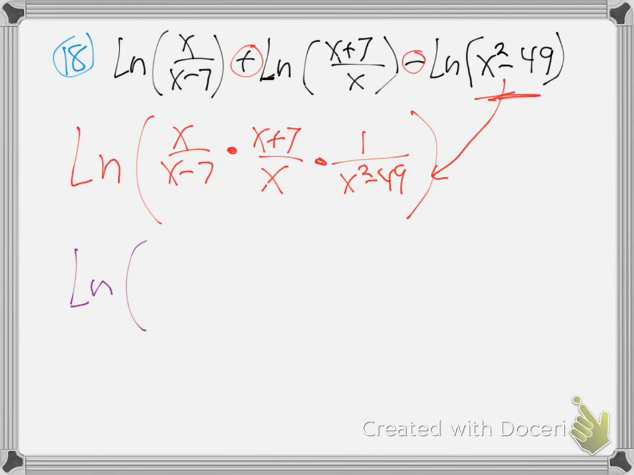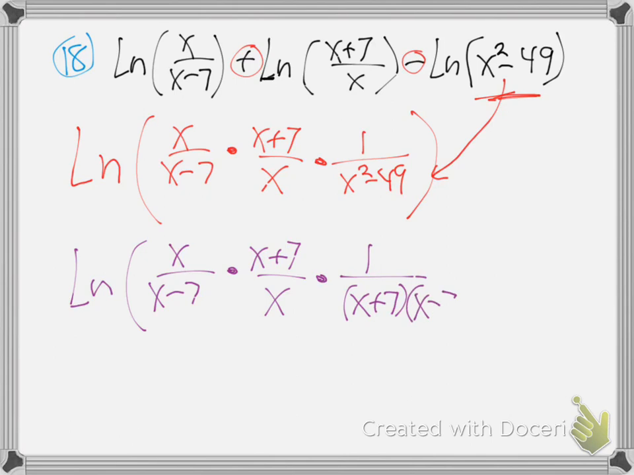So ln x over x minus 7, x plus 7 over x, which is 1 over x plus 7, x minus 7. Okay, so now what can we cancel? X plus 7 cancels, and these x's go away. Is that good?